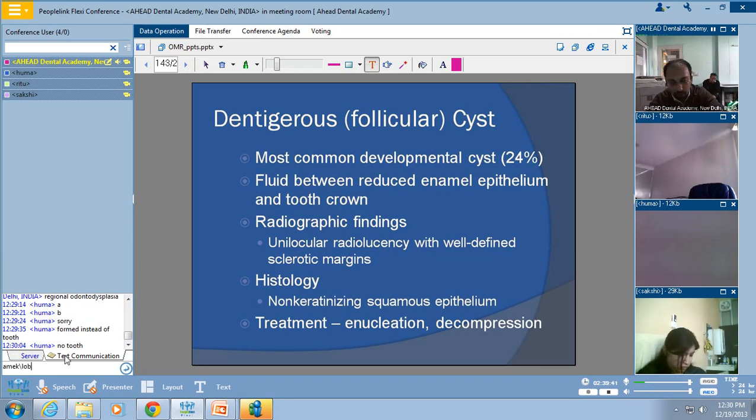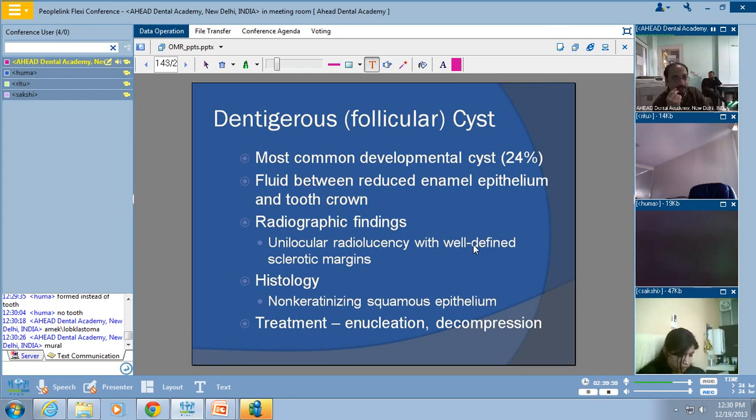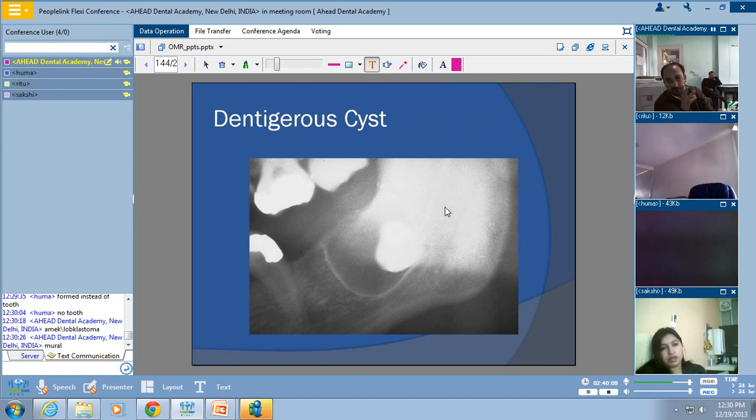And what is the ameloblastoma called? Mural ameloblastoma. The ameloblastoma that is formed from a dentigerous cyst is called mural ameloblastoma. Recurrence rate is negligible, but the biggest complication is that it results in the formation of ameloblastoma, and that ameloblastoma is called intramural or mural ameloblastoma. Radiographically, dentigerous cyst is of three types, right? It is follicular type, circumferential type, and the lateral type.